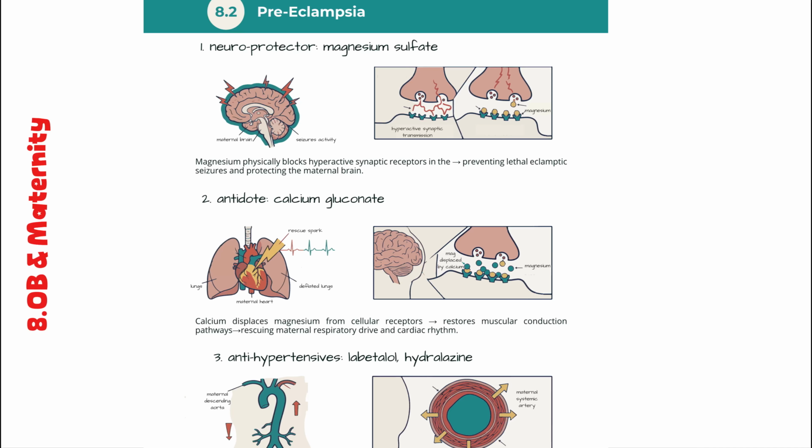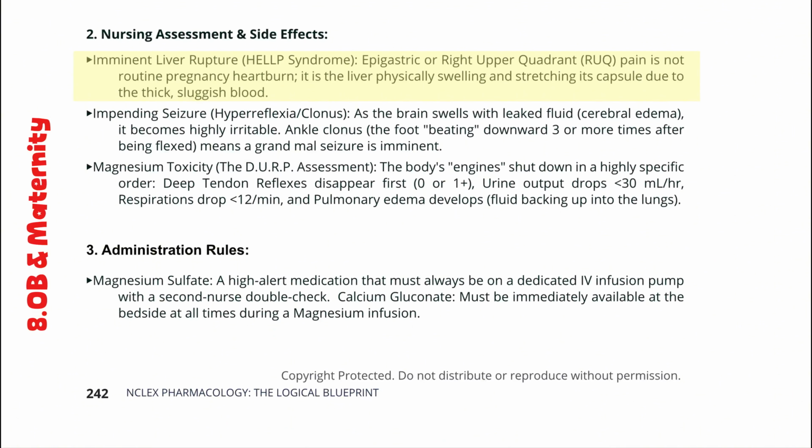Preeclampsia is a disease of vasospasm and leaky vessels, triggered by a struggling placenta. The vessels clamp down, blood pressure climbs, and organs start starving for oxygen, while at the same time those damaged vessels leak fluid out into the tissues, so the blood left inside gets thick and sluggish. Right upper quadrant or epigastric pain in a preeclamptic patient is never routine heartburn. It's the liver swelling against its own capsule, and it means HELP syndrome and impending liver rupture. Ankle clonus, the foot beating downward 3 or more times after being flexed, means a seizure is imminent.